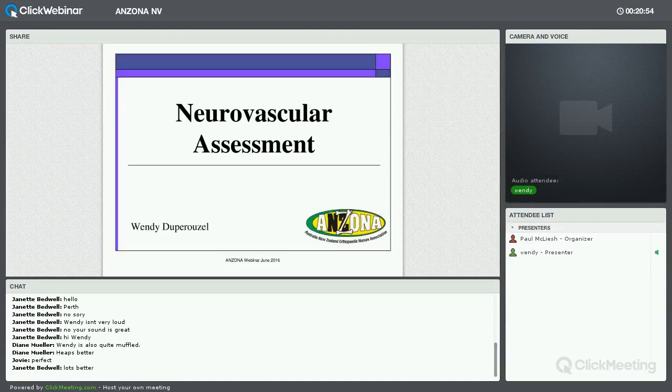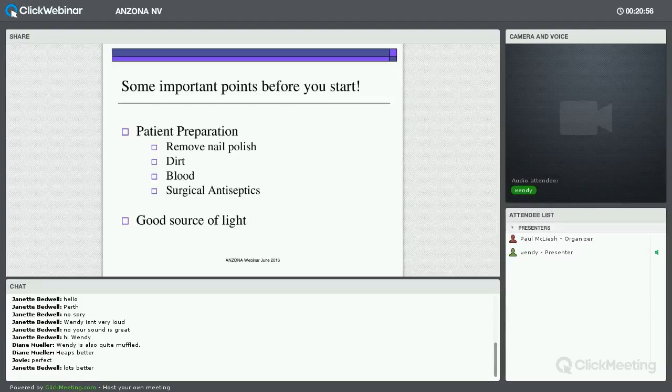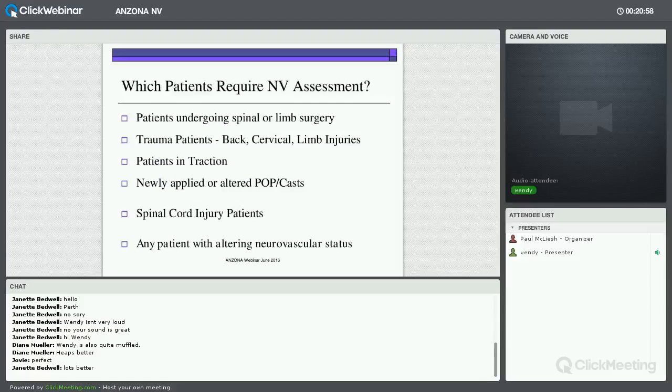The patients who require neurovascular assessment are pretty much all of our orthopaedic patients. So patients undergoing spinal or any limb surgery, our elective patients and also trauma patients, anyone that's had a back, cervical or limb injury, and that doesn't necessarily have to be fractures. That can also be soft tissue injuries which may provide neurovascular compromise, particularly our crush injuries. That's something we need to be aware of.